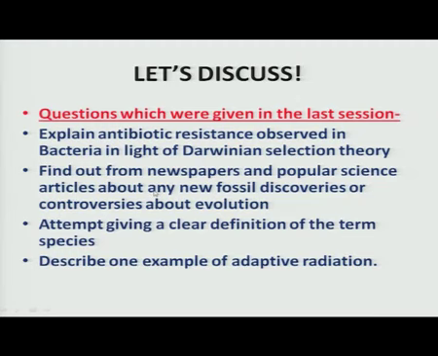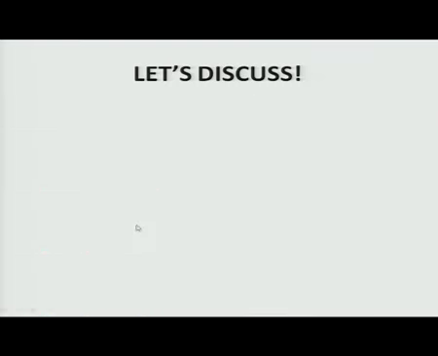Second question, you can do it for yourself so as to increase your curiosity and your inquisitiveness. The third question is about the clear definition of the term species. If you followed the instruction today, you would be able to define what is a species. A species is characterized by the property of interbreeding. One example of adaptive radiation, you have learnt about the Darwin's finches, you have learnt about the marsupial radiation. These are the examples of adaptive radiation which you can write when the question comes.